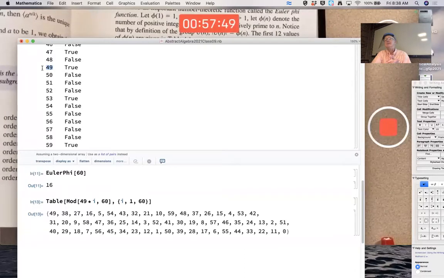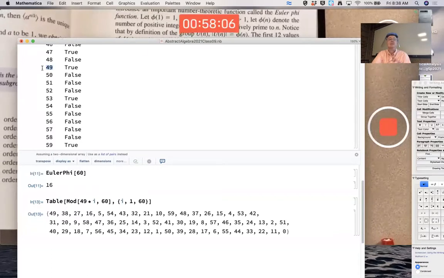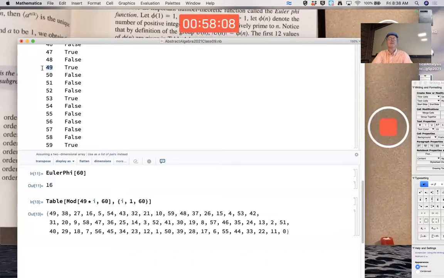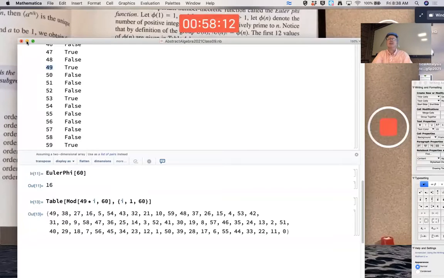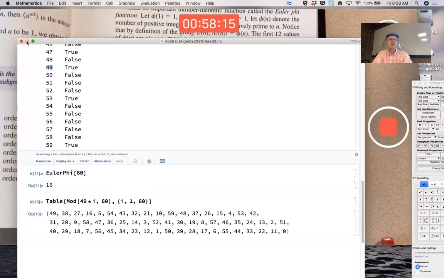Is U60 cyclic? Did we answer that question? I don't know offhand. I'm guessing not, but I might be wrong. If I'm right that it's not cyclic, then 49 would not be a generator of U60. It's an element of U60, but not necessarily a generator. Because I think probably U60 is not cyclic, but I need to think about that. There are facts in chapter 8 that allow us to say whether U60 is cyclic or not.